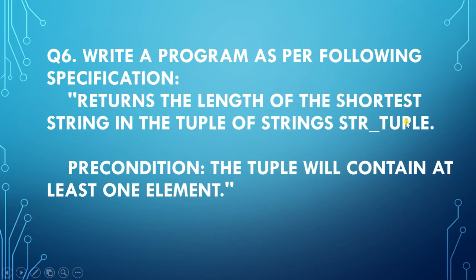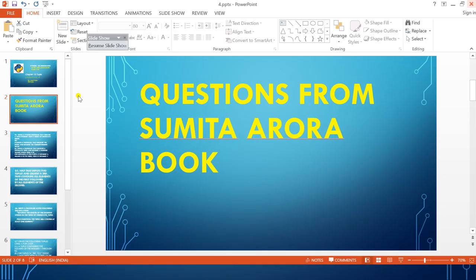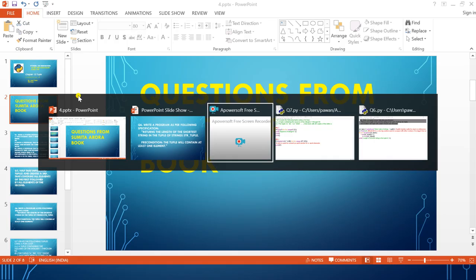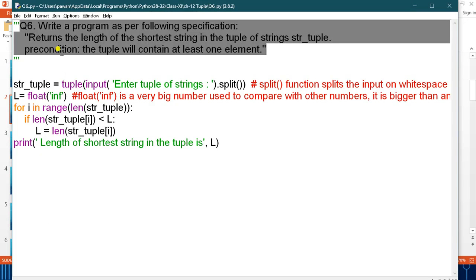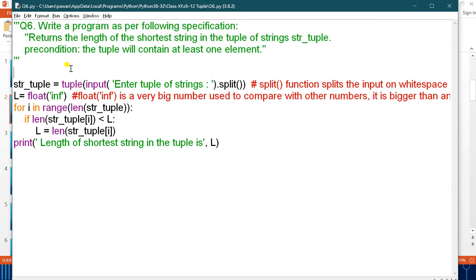Now question number 6, that write a program as per the following specification. This returns the length of the shortest string in the tuple of strings. So the precondition is the tuple will contain at least one element. Okay, this is question number 6. I'm showing you question number 6. This is your question number 6. So in this, what will it take?